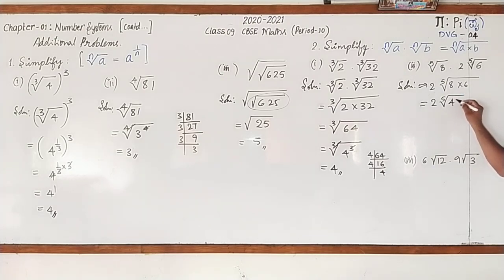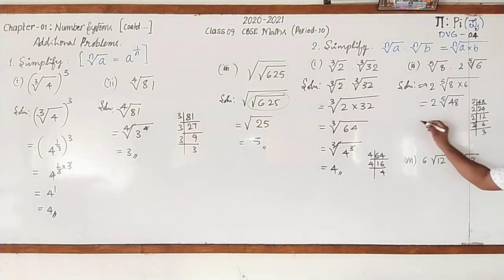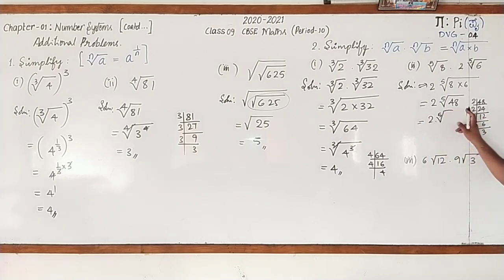8 6s are 48. Is it possible to express this as a power of any number? Let's check it out. 48 is there. You can write it as 2 2s are 4, then 2 12s are 24, 2 6s are 12, 2 3s are 6. So it can be written as 2 into fifth root of 2 raised to the power 4 into 3.